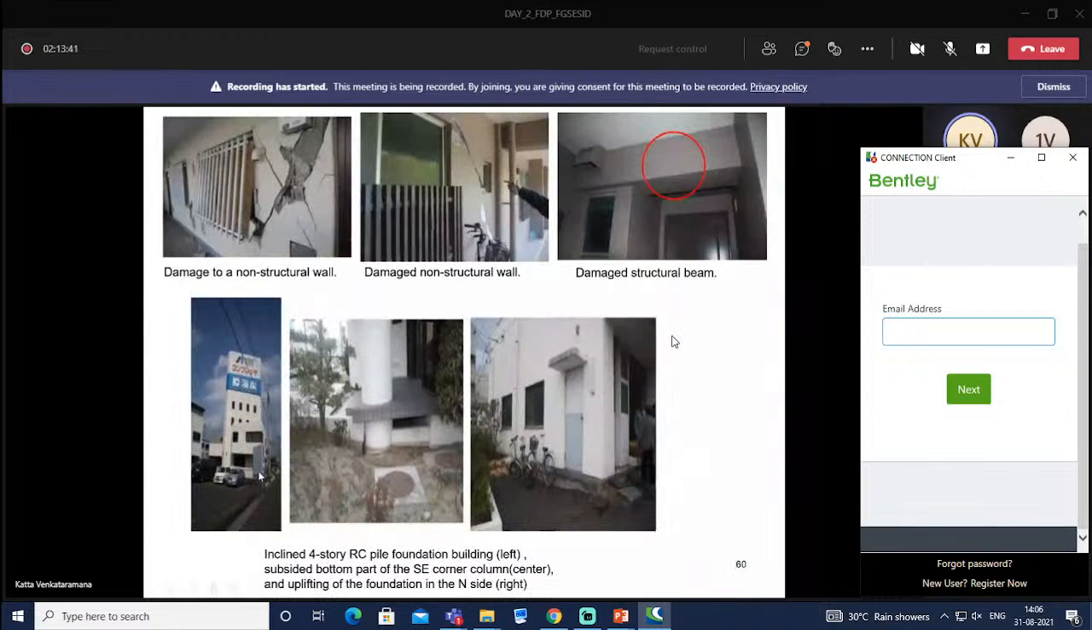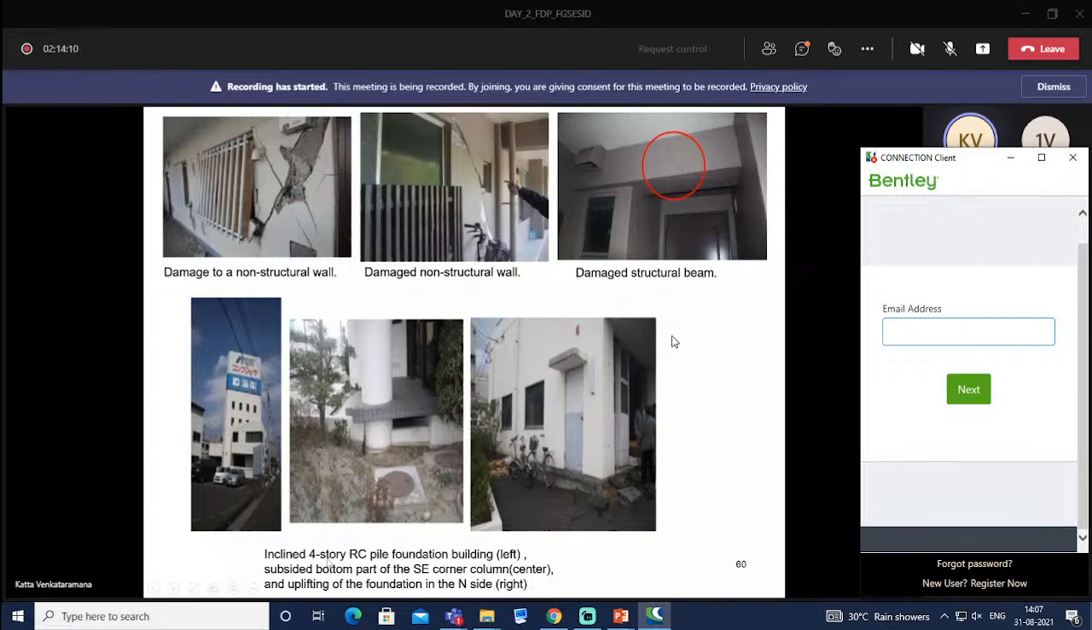Then other building damage examples are shown. Damage to a non-structural infill wall. Damage to a non-structural wall, again shown here. Cracks developed. Here, a crack in a structural, load-bearing beam has developed. This is a 4-story inclined RC pile foundation building.